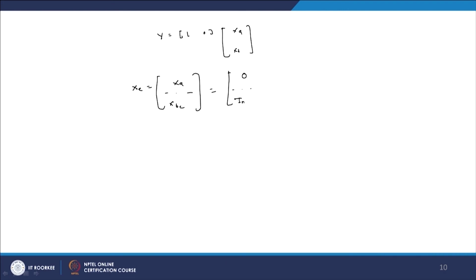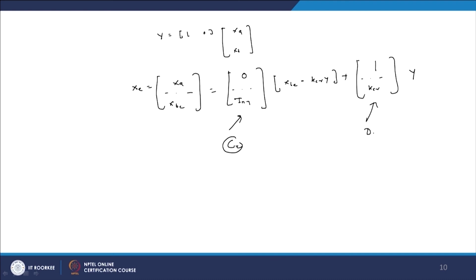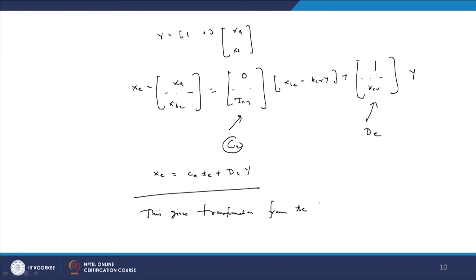[0 I(n-1)] times XBE minus KER Y plus 1 by KER into Y. Here this part is represented by CE, and this part is represented by DE, and therefore we have XC can be written as CE into TE plus DE into Y. So, this gives a transformation from TE to XC.